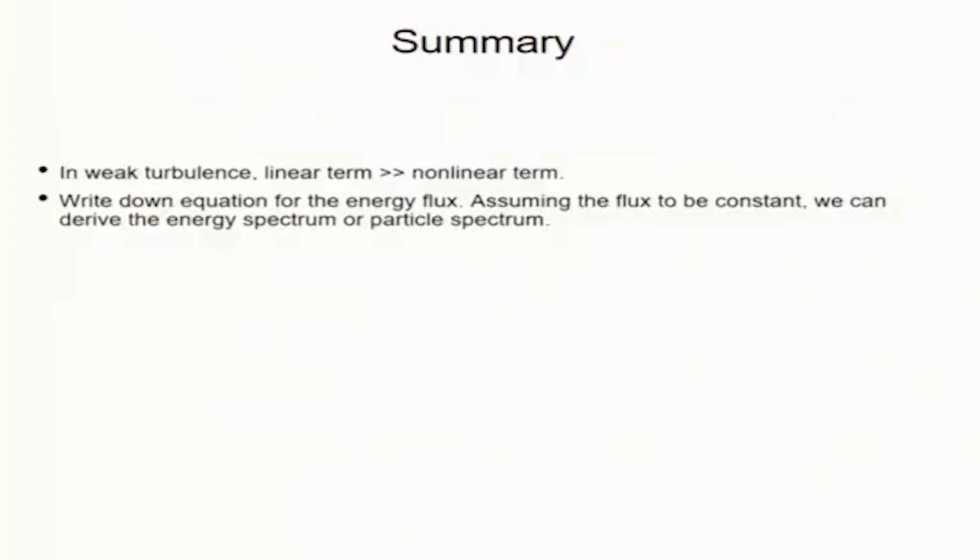So, let us summarize my introductory talk on weak turbulence. The linear term is much bigger than the nonlinear term. So, for MHD I need to assume that B naught is much bigger than the fluctuations, and write down the equation for the energy flux, assuming it to be constant, because all that derivation will not work if epsilon is also a function of k. And then there is no renormalization of the linear parameter. Okay. So, that is a good simplification, and that is the basic idea of wave turbulence.